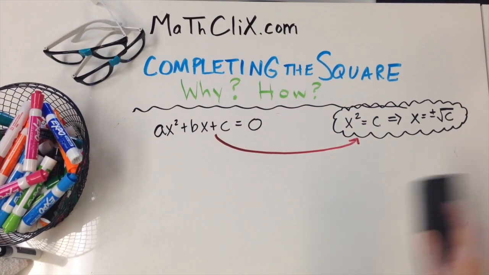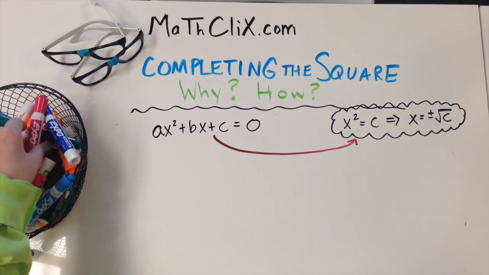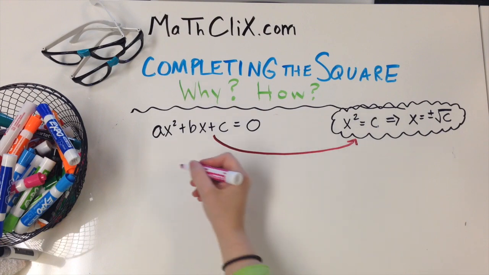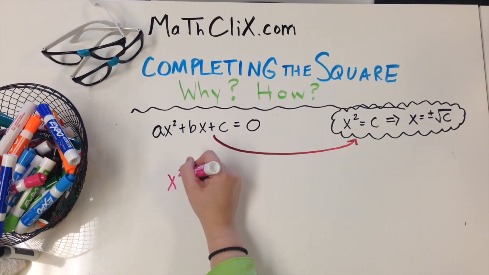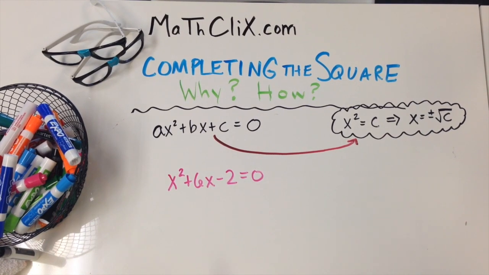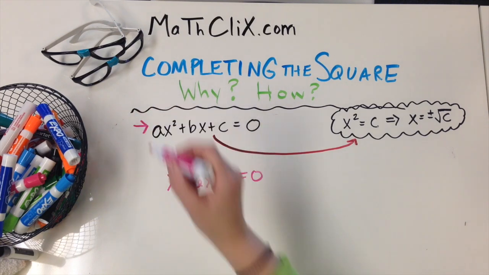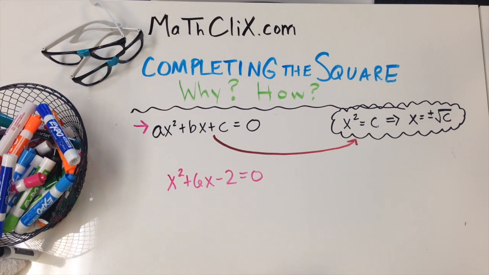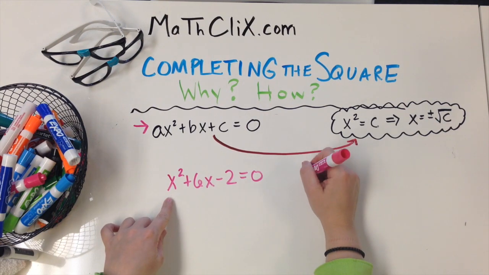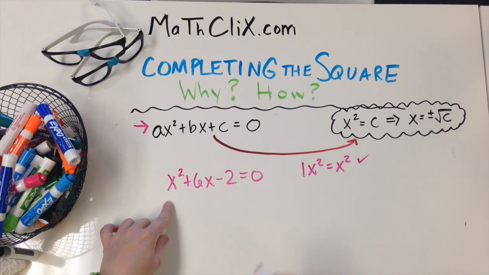You're going to make sure that in your equation, whichever equation you're going to solve, that you first put it in standard form. So let's say you have x squared plus 6x minus 2 equals 0. Well, this is already in standard form. Okay, so standard form is ax squared plus bx plus c. And then you want to make sure that the coefficient of your square term is 1. Okay, so we know that 1x squared is the same thing as x squared, so we're good here.